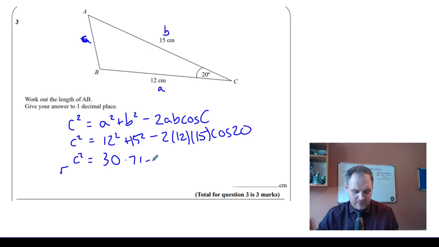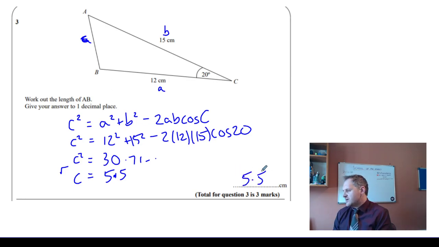30.71, and we square root the answer to give us C is equal to 5.5, and it wants it to one decimal place, so 5.5. Hopefully that's what you were expecting, Scythe. Hopefully that's something that you've learnt from.